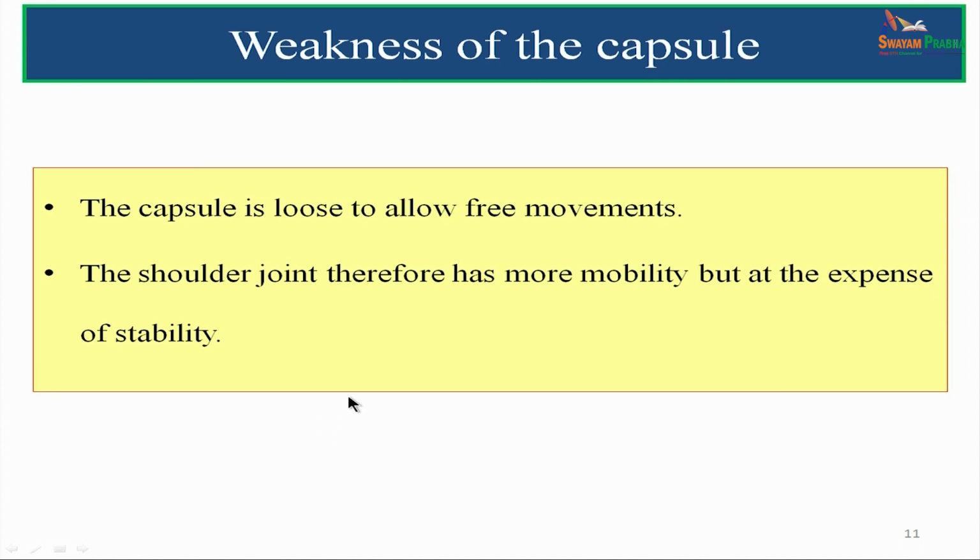Weakness of the capsule. The capsule does not offer a very strong support to the joint because it is loosely attached, for the reason that it has to allow free movements of the joint. Whenever free movements are made possible, the stability is lost. So the shoulder joint therefore has more mobility but at the expense of stability.